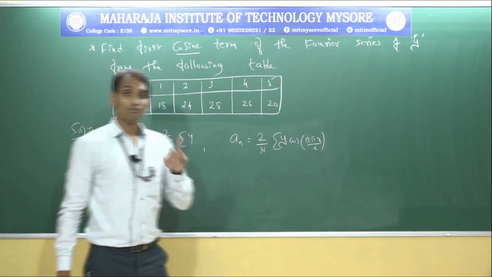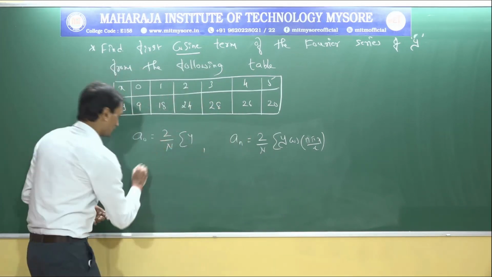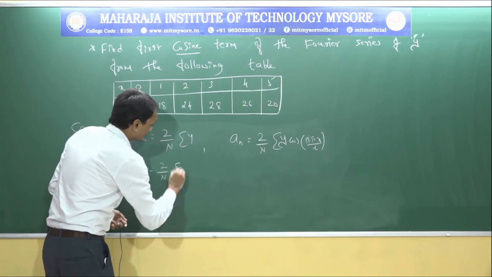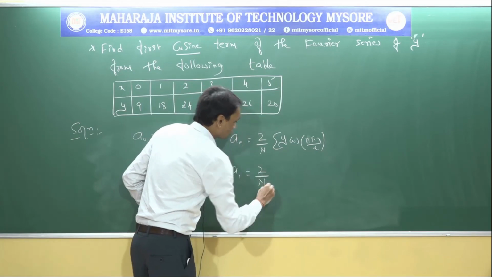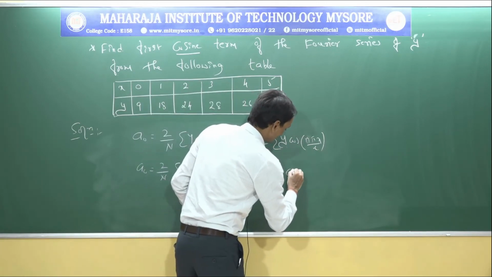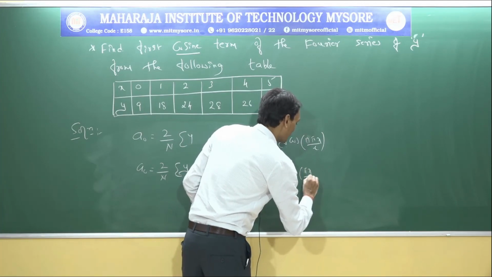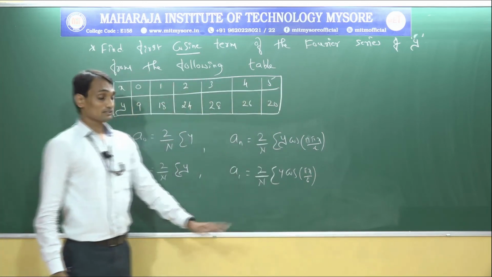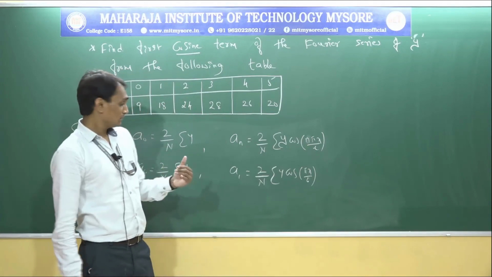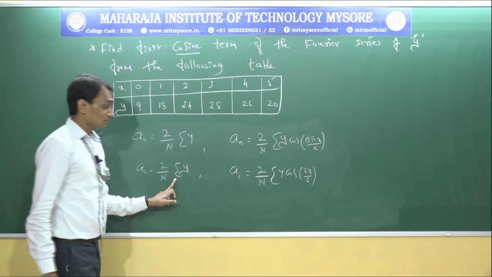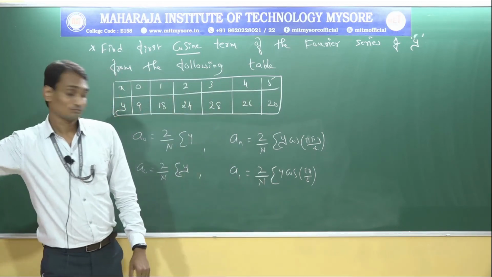The given question is first cosine, only the first cosine is mentioned. So we need the a naught and a1 values. A naught equal to 2 by n into summation of y as it is, a1 equal to 2 by n into summation of y into cos pi x by L, where L is 6, so cos pi x by 6. We need to write it like this. I substituted n equal to 1. Now first calculate the summation of y, next calculate the summation of y into cos pi x by 6.